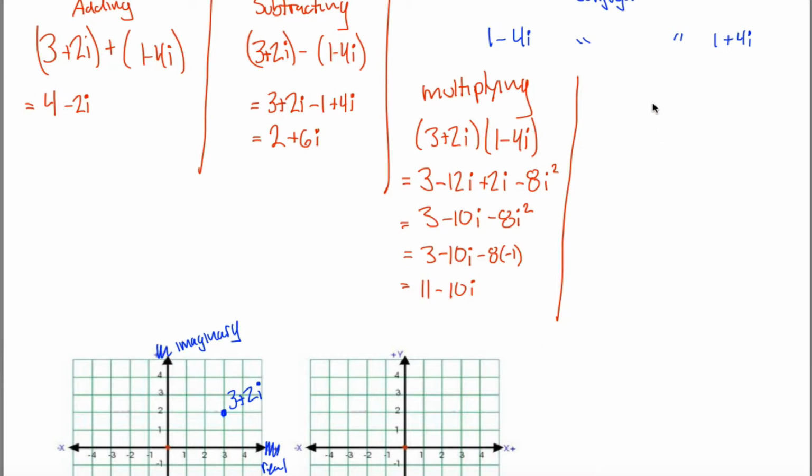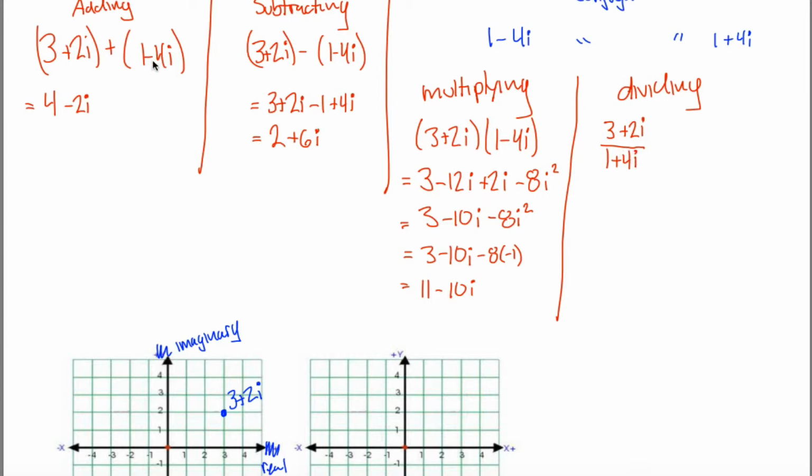Finally, I guess not the last, the second to last thing I want to do is dividing. Let's divide these same two complex numbers. Actually, I'm going to get clever here. I'm going to do a slightly different problem. I'm going to do 3 plus 2i divided by 1 plus 4i. Change the problem a little bit.